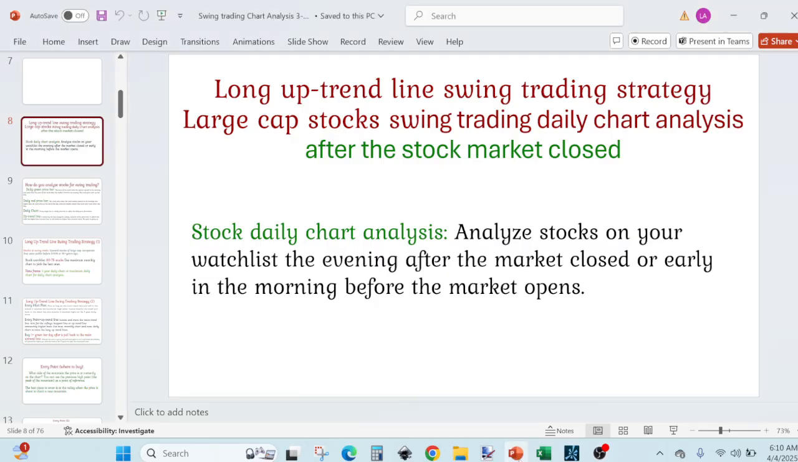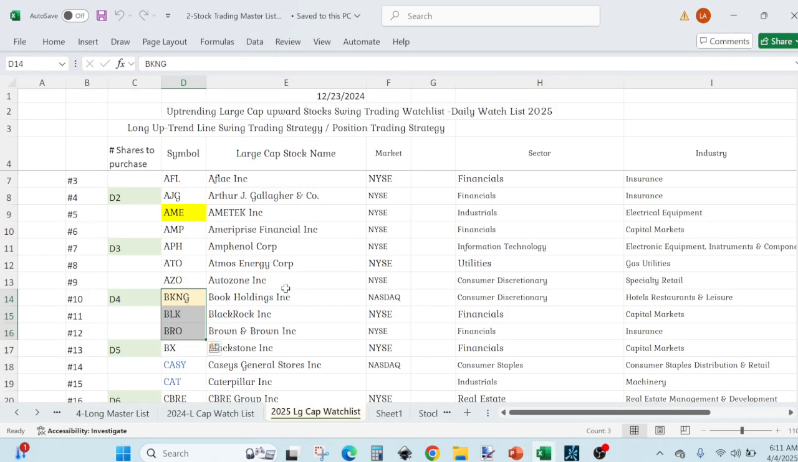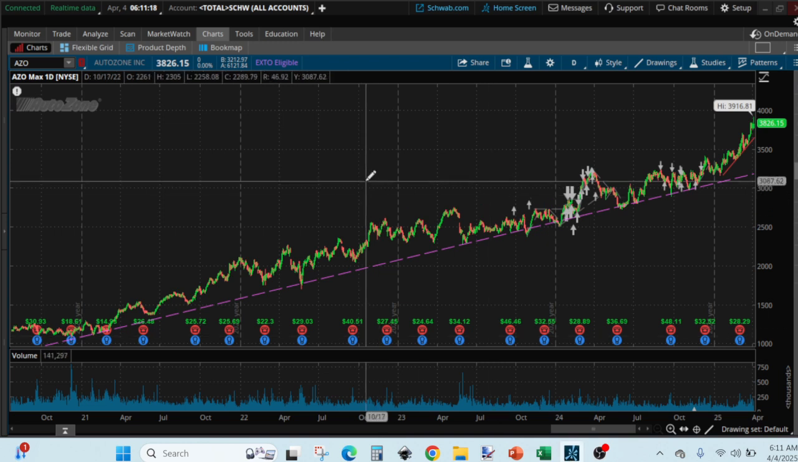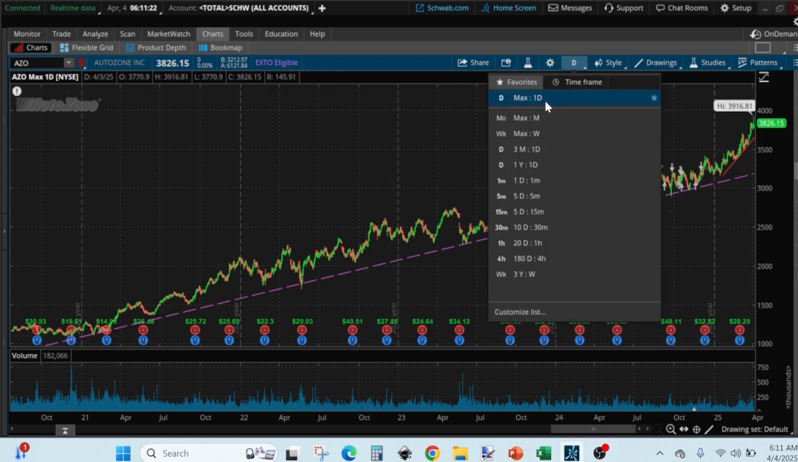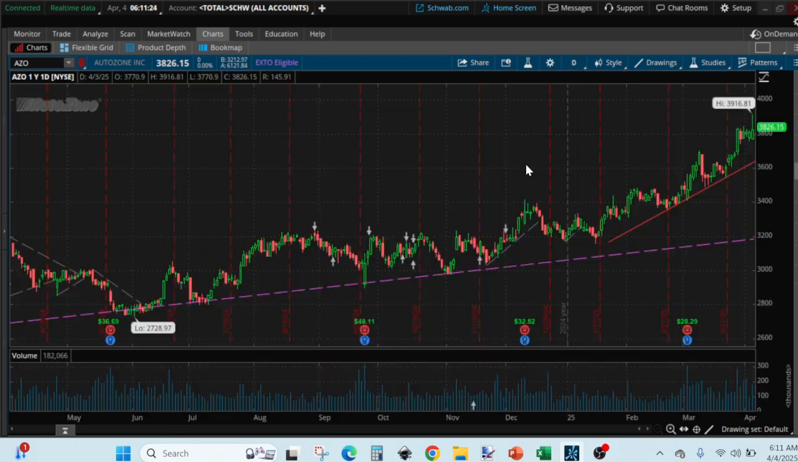Hello, how do you do swing trading daily chart analysis of upward large cap stocks if you are using a long option long swing trading strategy? We have our watch list here and we are going to analyze 3 stocks from that list, and the first one is BKNG. To swing trade, you can use a daily chart, either maximum daily chart or 1 year daily chart.